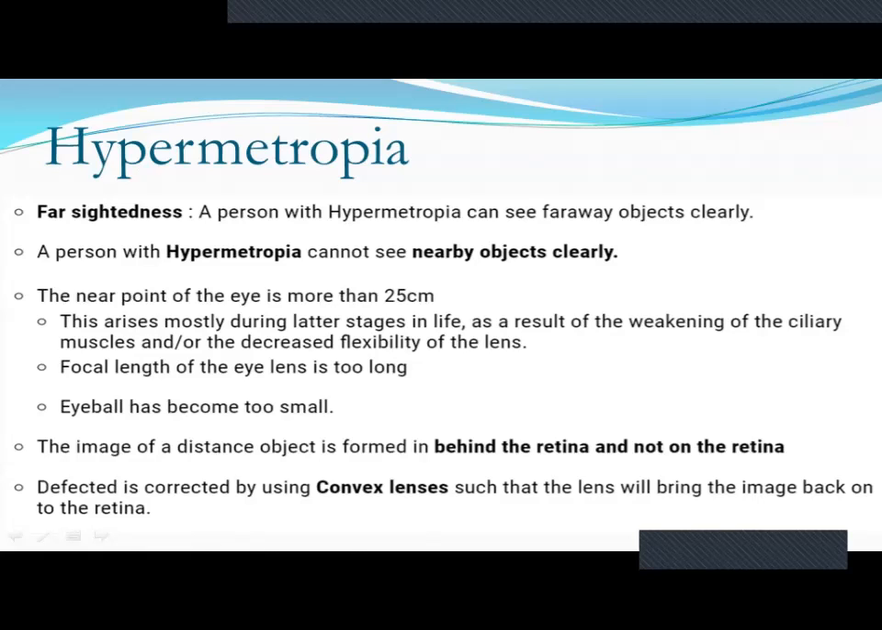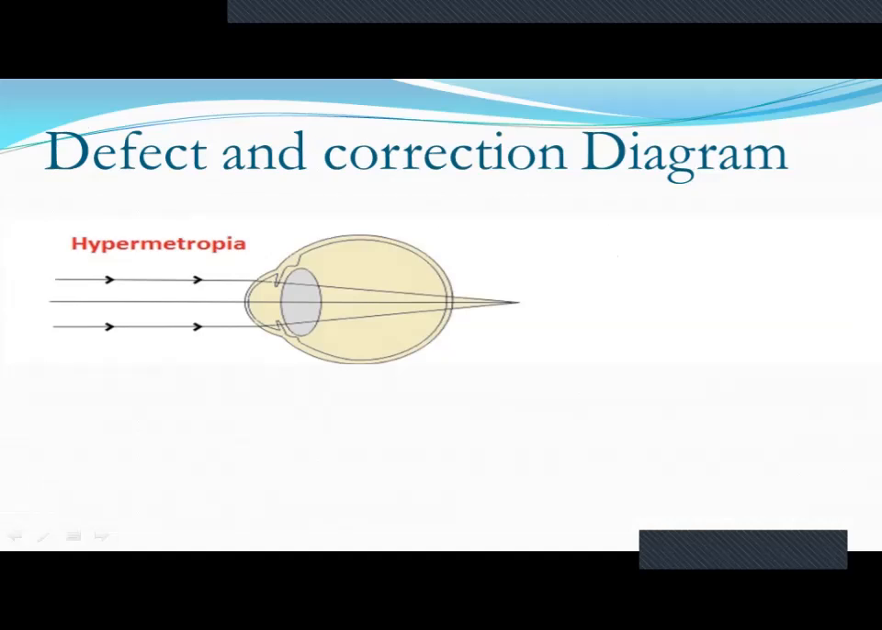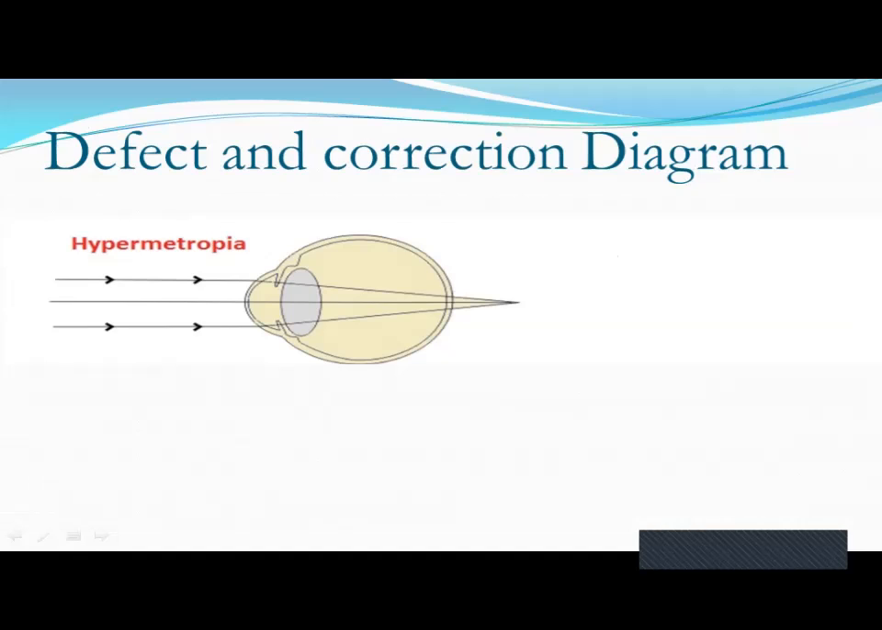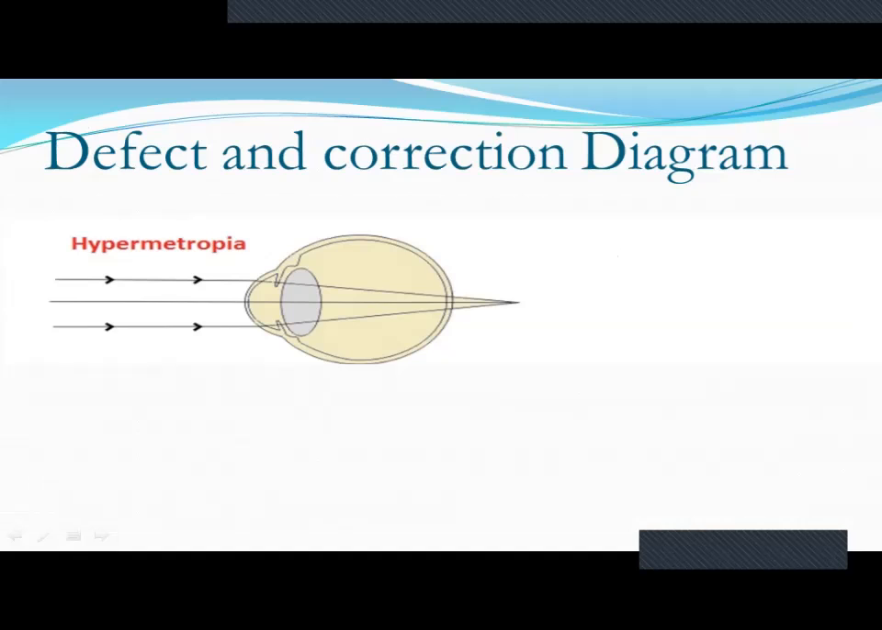There we are using concave lens, and here we are using convex lens, such that the lens will bring the image back to the retina. How the image is captured on the retina, let us see over here. This is a defect and correction diagram of hypermetropia. Can you see this? The rays are coming straight and hitting the lenses.